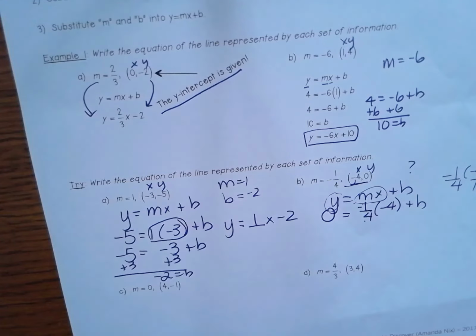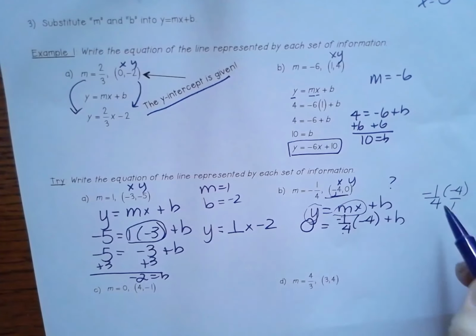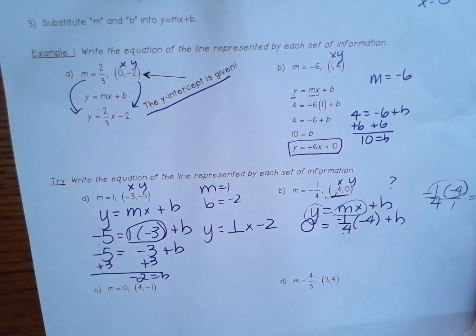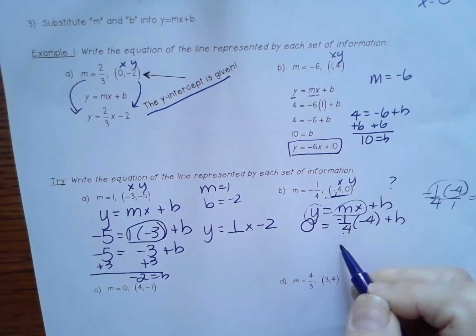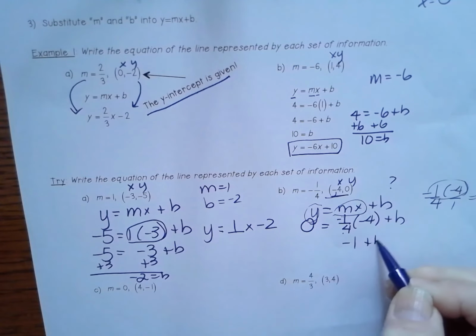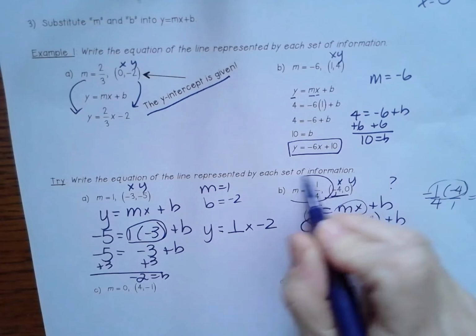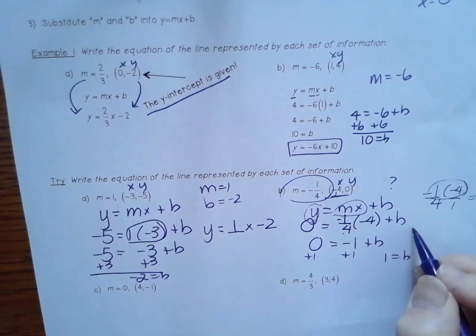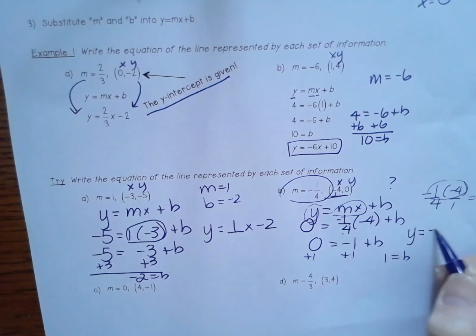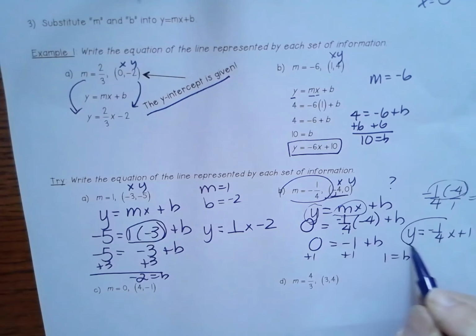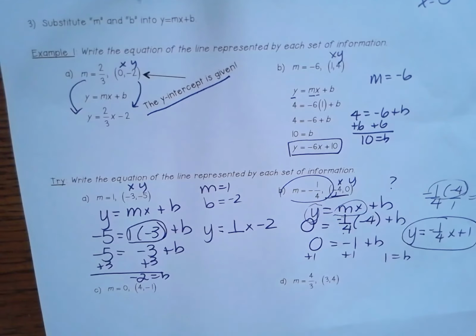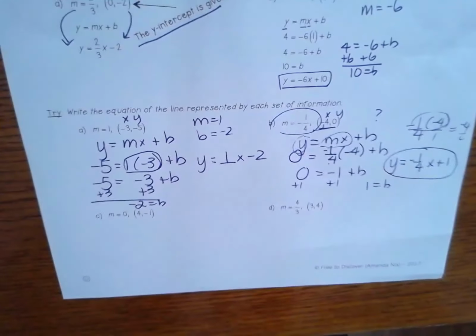And on the side here, if I wanted to do it mentally, you can see it like that. It's off a little bit. Sorry about that. -4 divided by 4. So it's -1. -1 plus b equals 0. Add 1 to each side. 1 equals b. Now we have m from the original notation given to us. Don't forget to use your equation to fill it in. So that's the equation given a point and the slope.